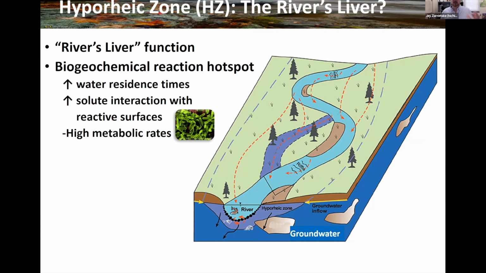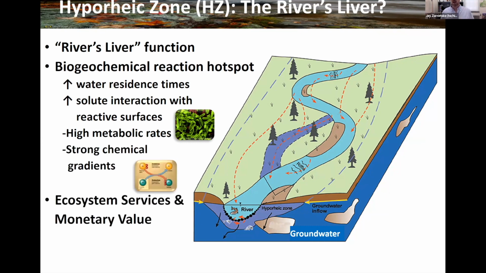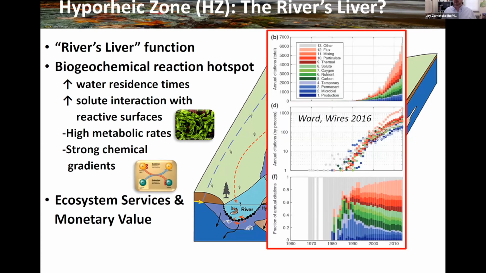It brings it in to interact with a lot of solutes and biogeochemically reactive microbial environments. This creates strong chemical gradients, and all this together provides important ecosystem services, including denitrification, the removal and decreasing of nitrate. So this has monetary value and is of much interest. As a result, over the last 40 years, there's been a big increase in the number of studies working on this groundwater surface water interaction and the hyporheic zone shown in these figures here.